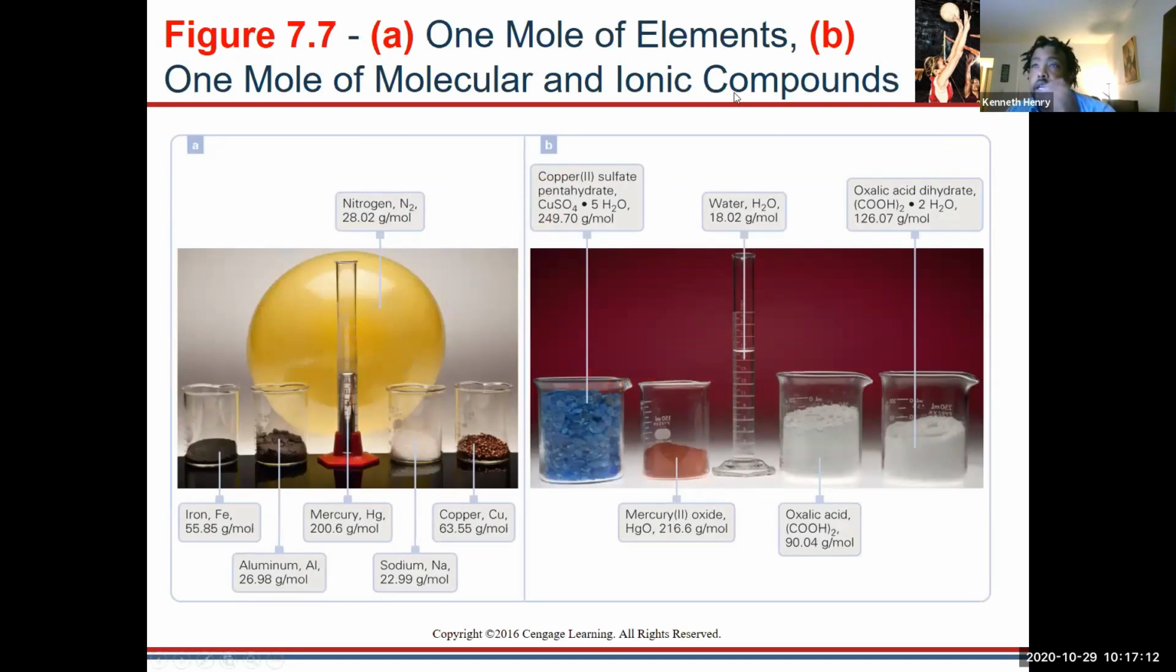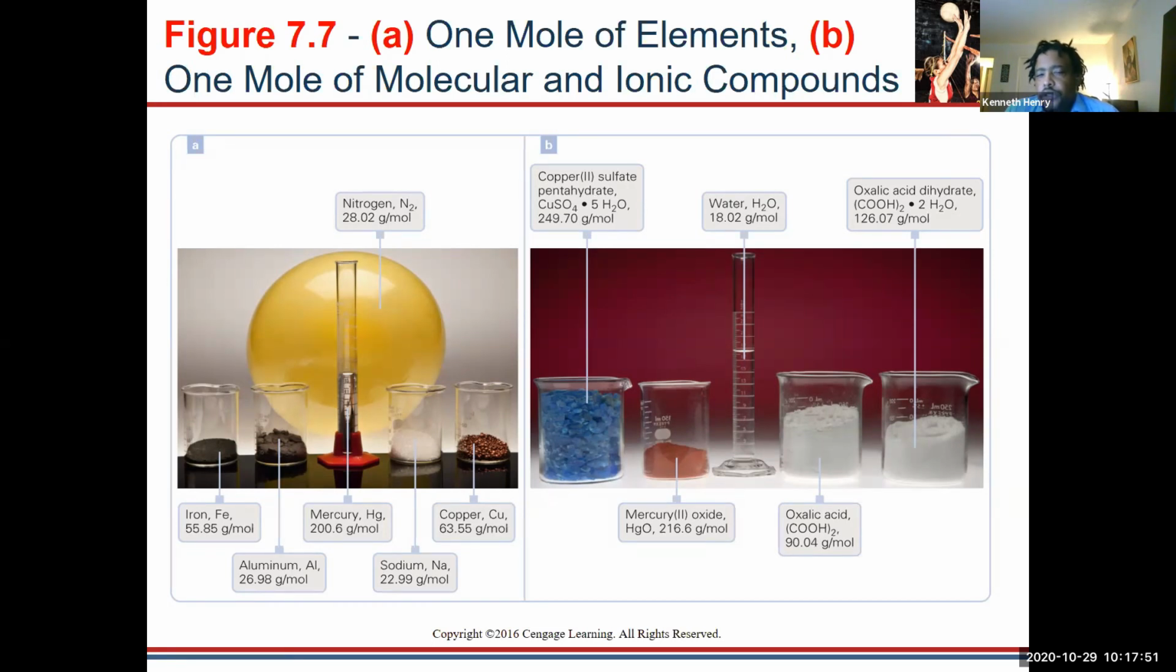Okay, so here in this figure, in panel A, this very first panel with the balloon, these are all elements that have 1 mole. And in panel B, these are all ionic compounds, or I should say compounds or molecules, ionic compounds or molecular compounds, that have 1 mole in it. Okay, so now that you guys know that, now I need you to help me out here.